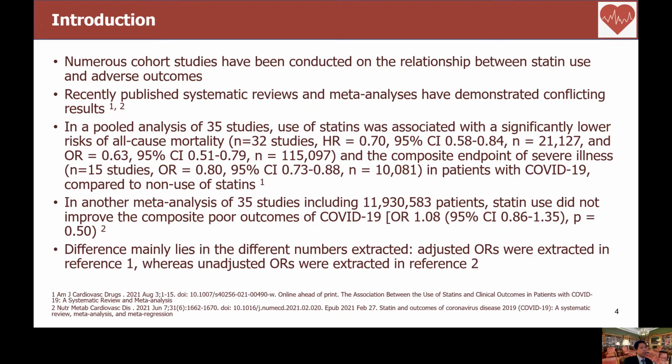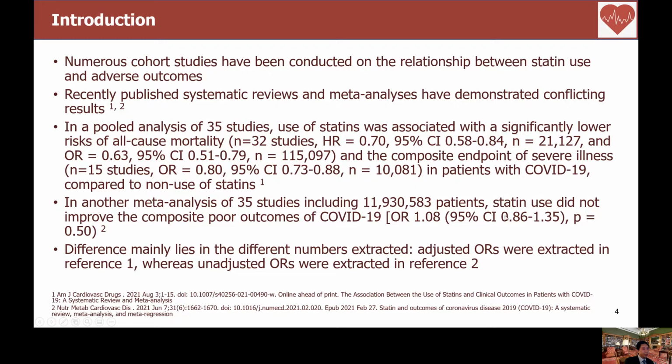So previous cohort studies have been conducted looking at the relationship between the use of statins and adverse outcomes. There have been some published systematic reviews and meta-analyses which have demonstrated conflicting results. In the pooled analysis of 35 studies, the use of statins was associated with significantly lower risks of all-cause mortality and also the composite endpoint of severe illness in COVID-19 compared to non-statin users. And in another meta-analysis of 35 studies, statin use was not associated with an improvement in the poor composite outcomes in COVID-19. So the differences mainly lie in the numbers extracted: the adjusted odds ratios were extracted in reference 1, whereas the unadjusted odds ratios were extracted for reference 2.